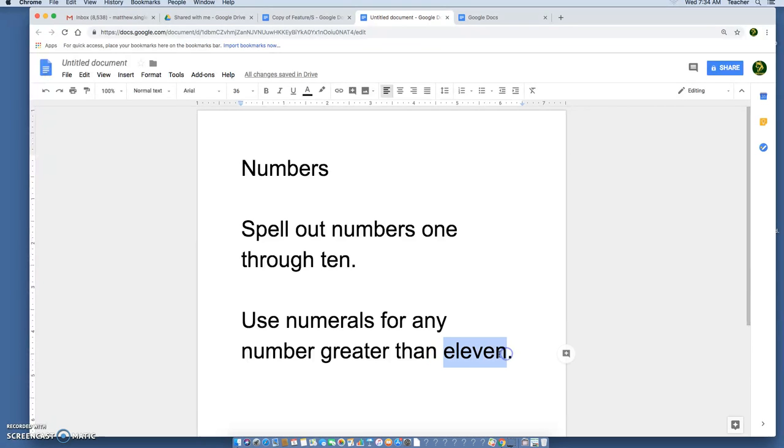So I'm going to change this to numerals, right? When we have a number higher than 10, we use numbers, right? 100,000, okay? Things like that. Go through and look through your writing and see if you need to fix any numbers according to this rule. And that's it for this portion of the style guide.